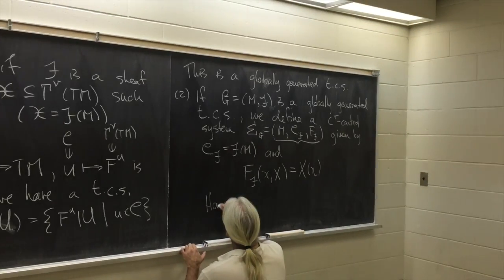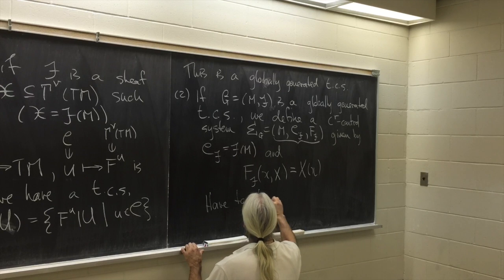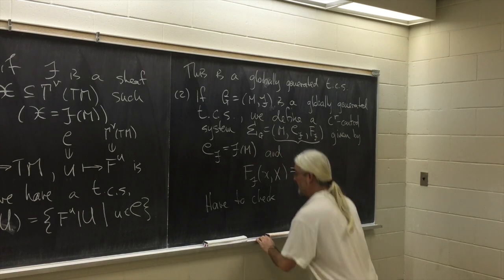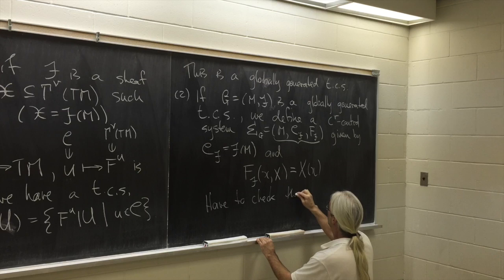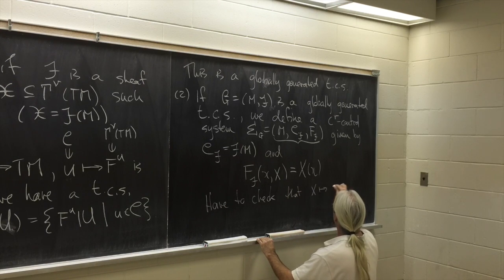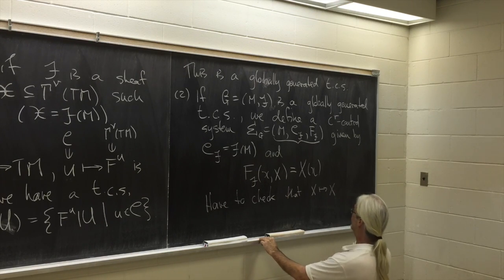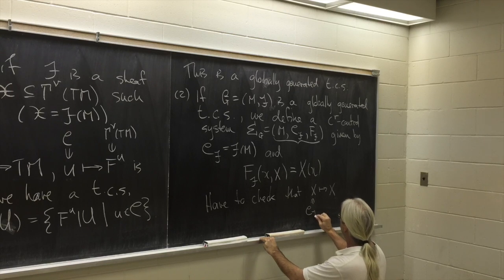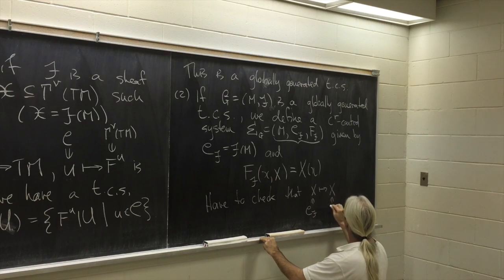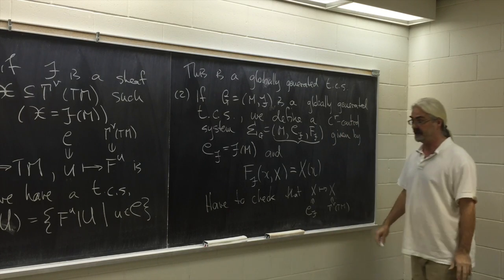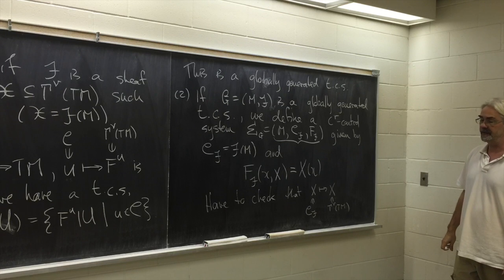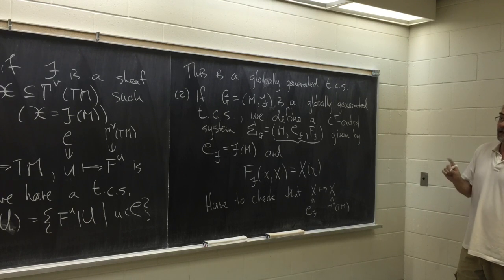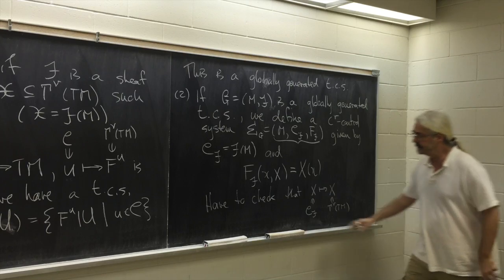Because now you have to check, and now it's really just a tautology, that x maps to x. This now is a point in the control set, and here it's an element of the space of C-nu vector fields. You have to check that that map is continuous. Well, the identity map is continuous. This is one of the reasons why we call these tautological control systems.